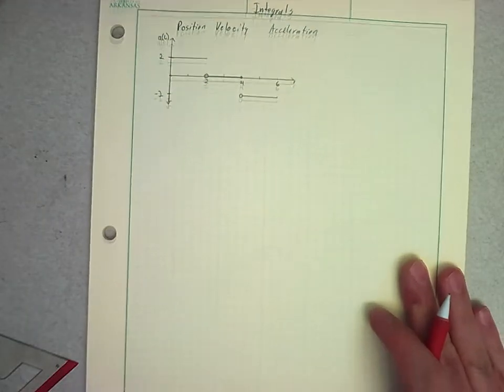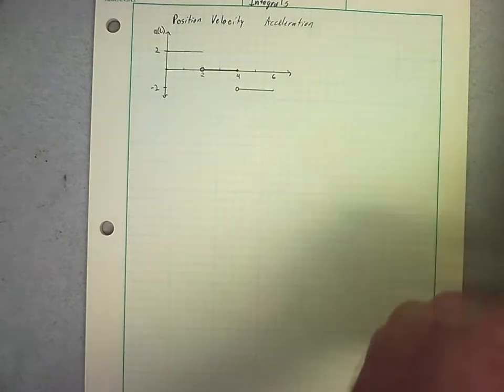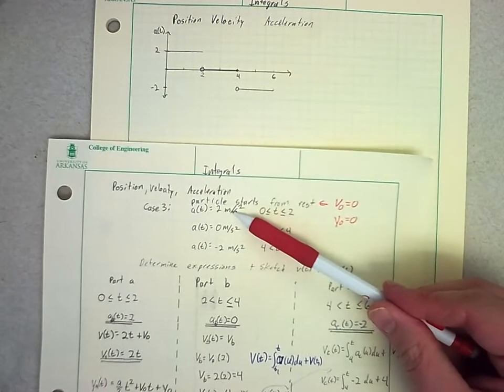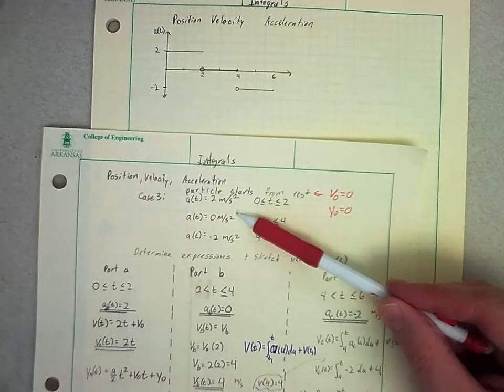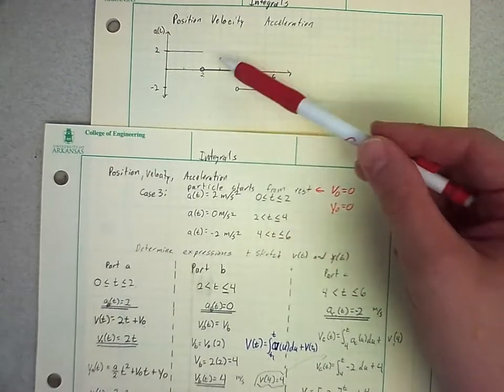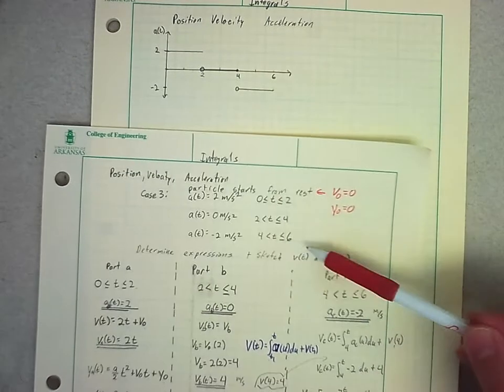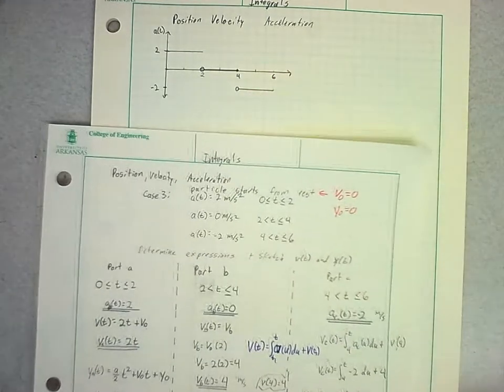Okay, so we're wanting to graph that function that we just solved. The acceleration is the easy part. The acceleration is what was given to us. It starts at 2. From 0 to 2, it's at 2. From 2 to 4, not including 2, it's at 0. And then from 4 to 6, not including 4, it's at negative 2.